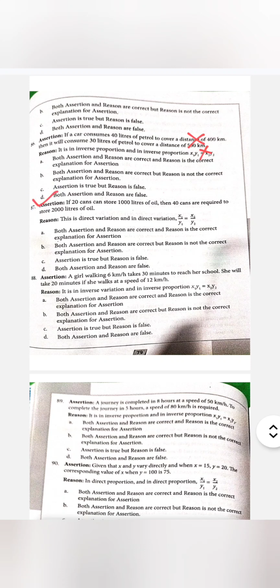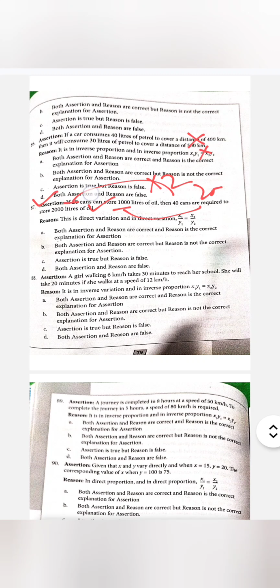Now question number 87. If 20 cans can store 1000 liters of oil, then 40 cans are required to store 2000 liters of oil. See, you can do one thing, that 20 cans into 2 is equal to 40, means the amount of oil stored in it will also be doubled. That is 1000 into 2 is equal to 2000, which is correct.